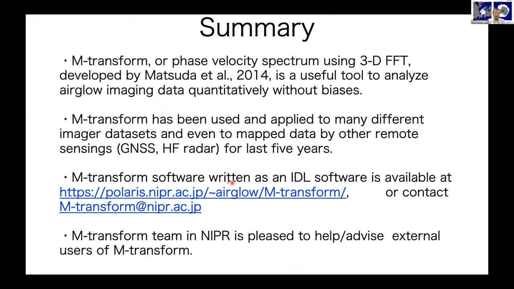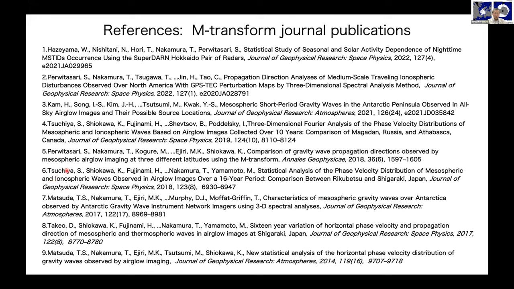So to summarize, the M transform is a useful tool to analyze airglow imaging data quantitatively and easily without bias. M transform has been applied to many different data sets in the last 5 years. And M transform software written in IDL is available at the NIPR homepage. And we are happy to help users of the M transform. Okay, and this is the list of M transform publications. Thank you very much for your attention.